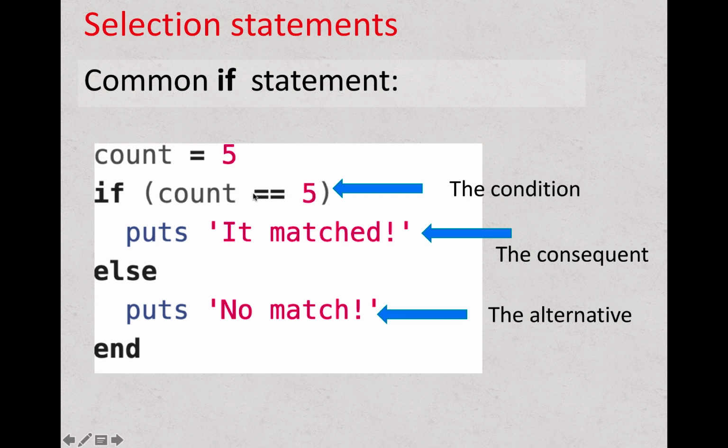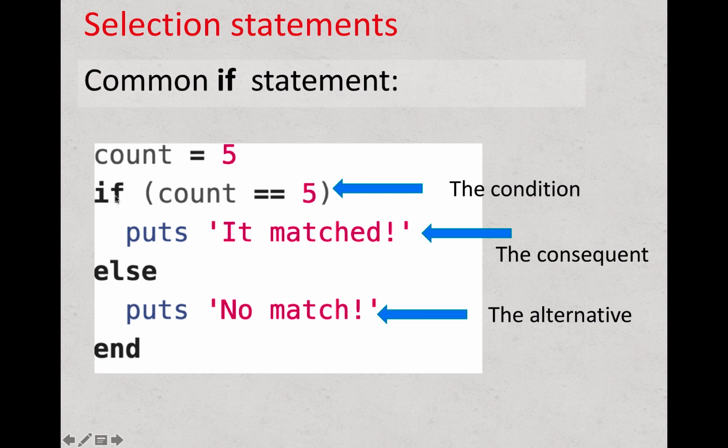In this case, the double equals sign here is asking whether count is equal to 5, and that will evaluate as either true or false. And if it's true, then it'll come down to what's called the consequent, and it'll print out it matched using putS or putString. And if it's false, then it'll come down to what's called the alternative, and it'll put out no match. So that's the basic structure of the if statement.